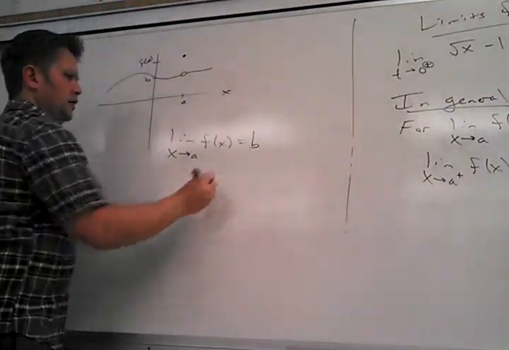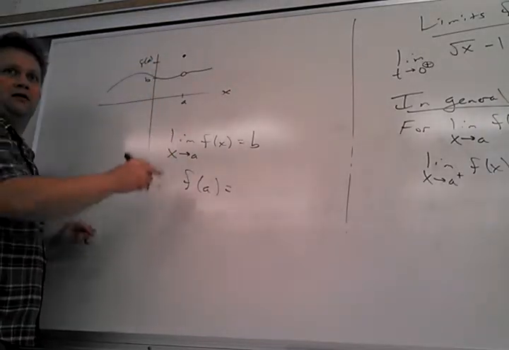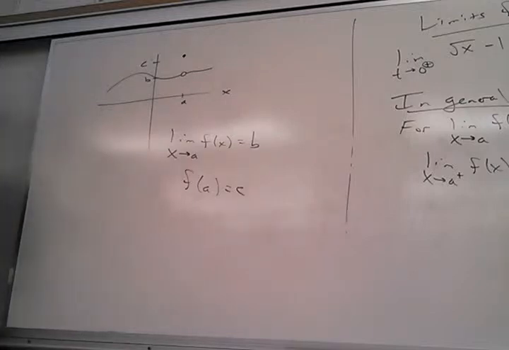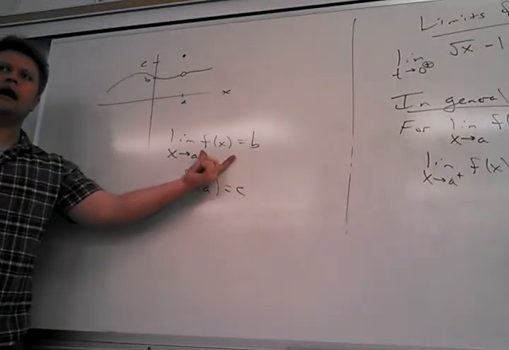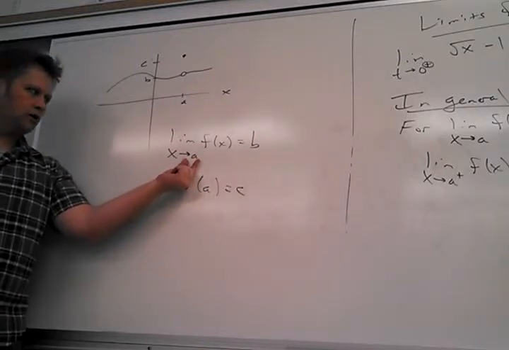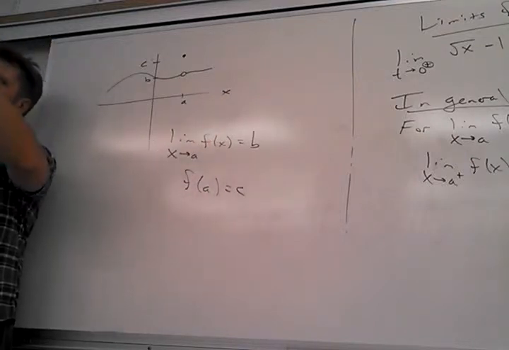So this would be B, 11. But f of A is whatever. F of A. Let me call that C, whatever. Is that cool? So the limit exists. The limit exists because the limit does not care what is actually happening at that point. The weirdest thing possible can happen, then the limit wouldn't care. It just cares that they both look like they're going the same way.